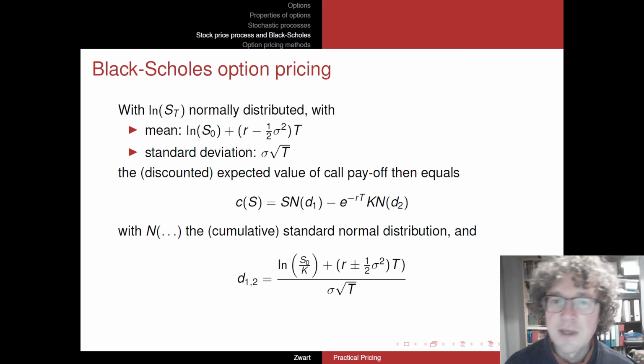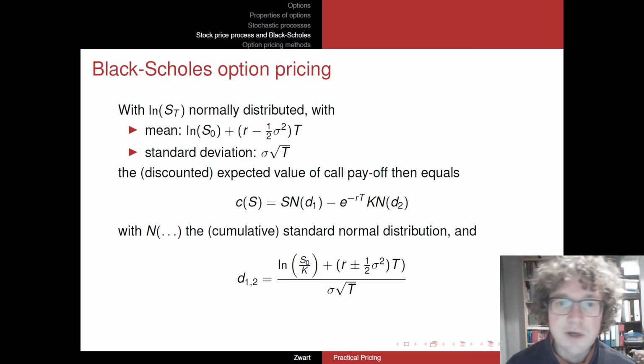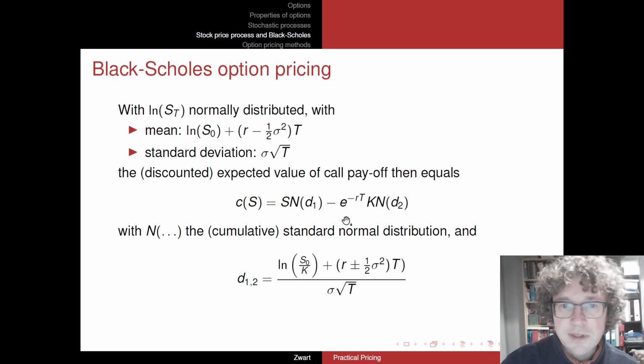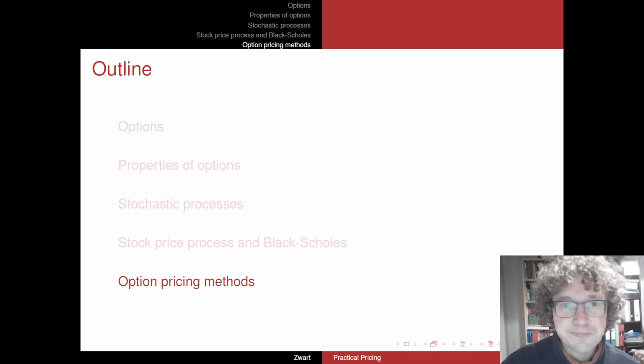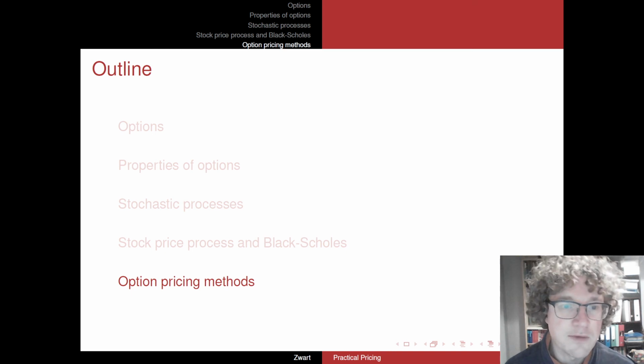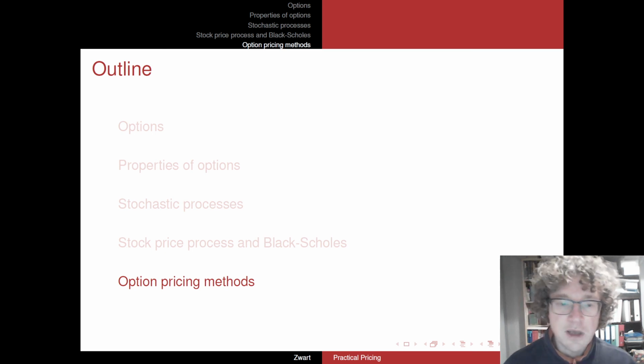And there's a similar formula, the Black Scholes formula for the price of a put option, with the D1s and D2s essentially interchanged almost. So that was the video on the stock price process and the Black Scholes formula. That's a warming up for finding the option pricing methods that we're going to look at in this course, which will be numerical approaches to finding prices of options.